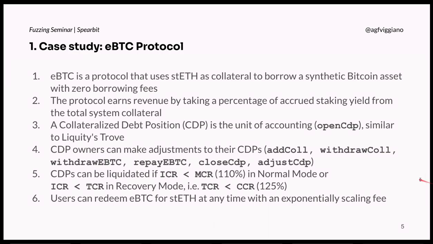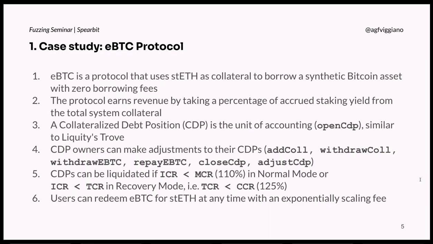So these are the basic operations of eBTC, but you can think of it as basically a protocol that lets you borrow a synthetic Bitcoin by providing staked ETH as collateral.